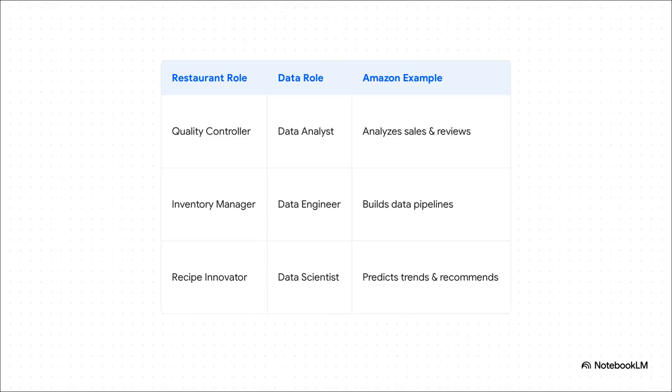You can see right here how perfectly that analogy scales up. It's amazing. The restaurant's quality controller, that's the data analyst at Amazon, digging through literally millions of transactions and customer reviews. The inventory manager, that's the data engineer, building these massive, complex data pipelines that track every single product in every single warehouse. And our recipe innovator? Well, that's the data scientist, predicting what you're going to want to buy next and powering that world-famous recommendation engine. See? Same jobs, just a much, much bigger kitchen.